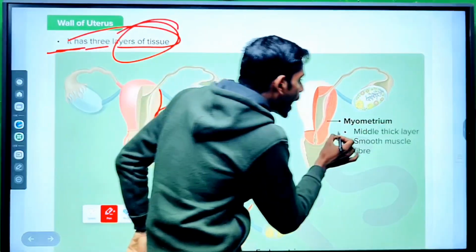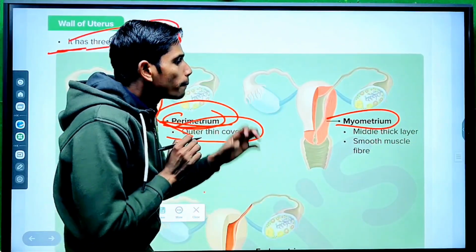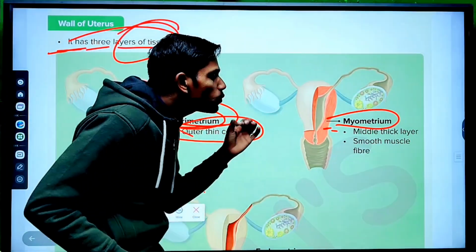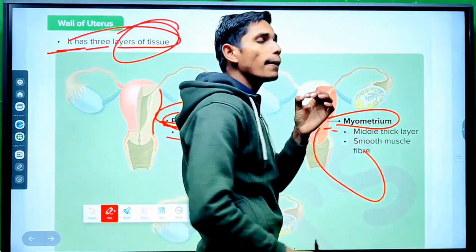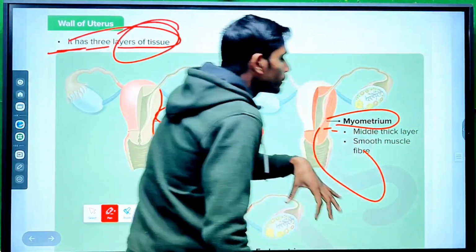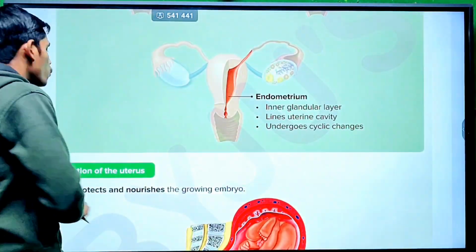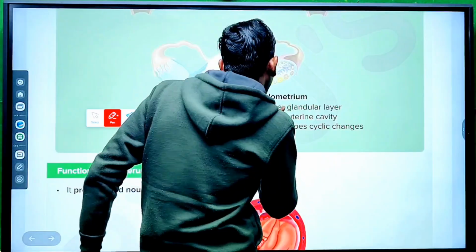And second is the myometrium. The myometrium is the middle thick layer, made up of smooth muscle fiber. The final layer is called the endometrium.